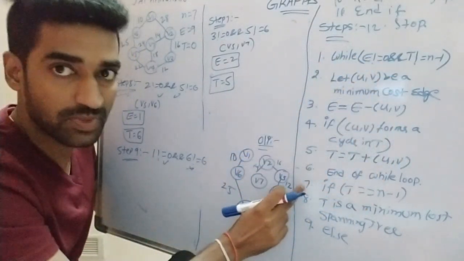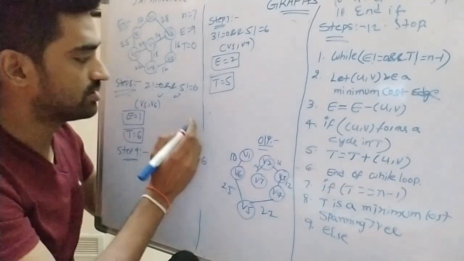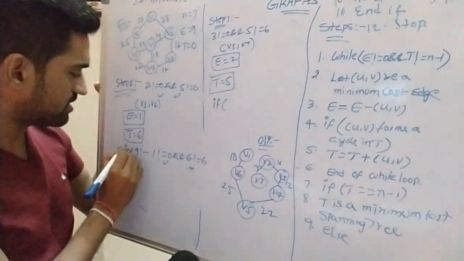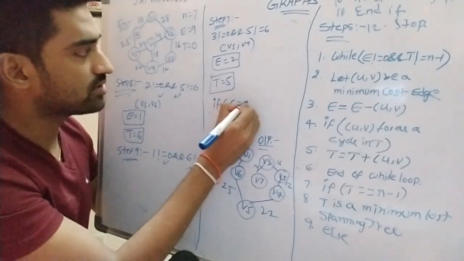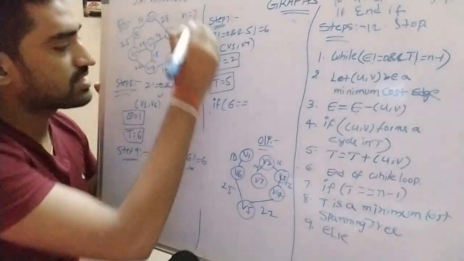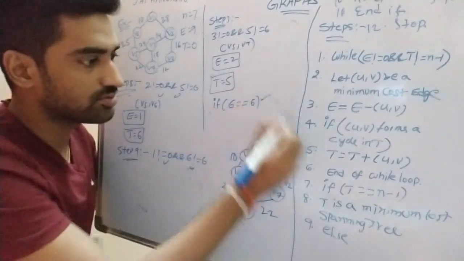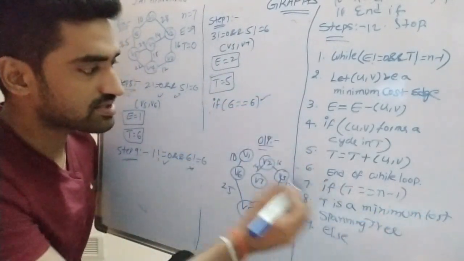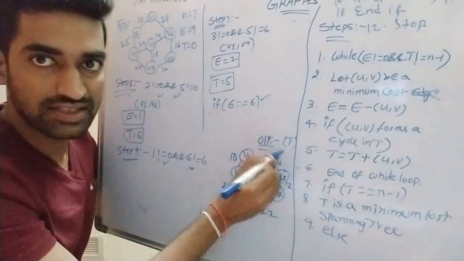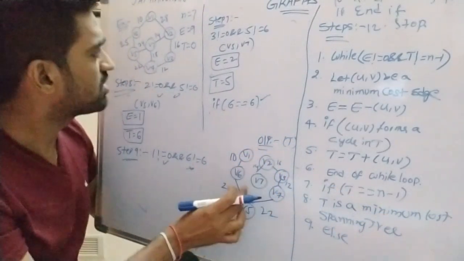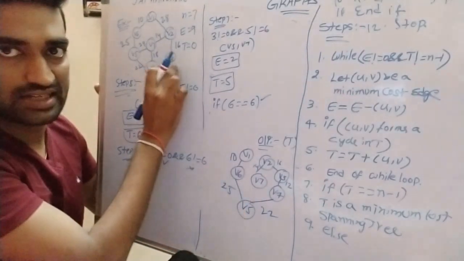Then the control moves to the next condition, if t equal to n minus 1. What is the t value? 6 is equal to, what is n? 7 minus 1, that is 6. 6 is equal to 6. So this is true. Then T is a minimum cost spanning tree. So the output is denoted by T. So this is the minimum cost spanning tree for this graph, right?